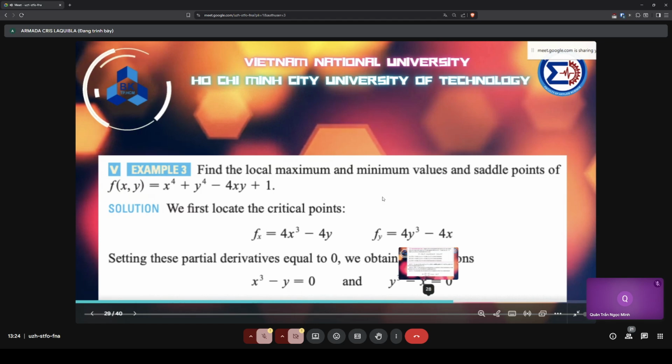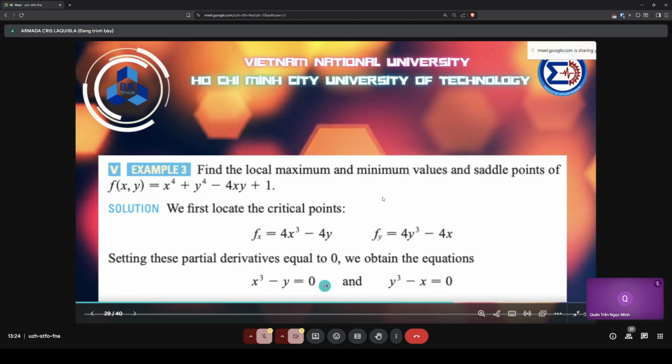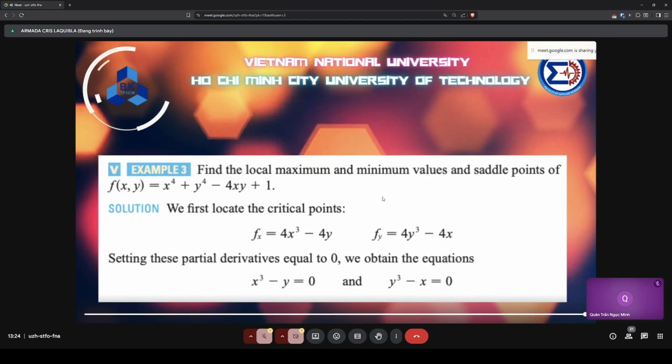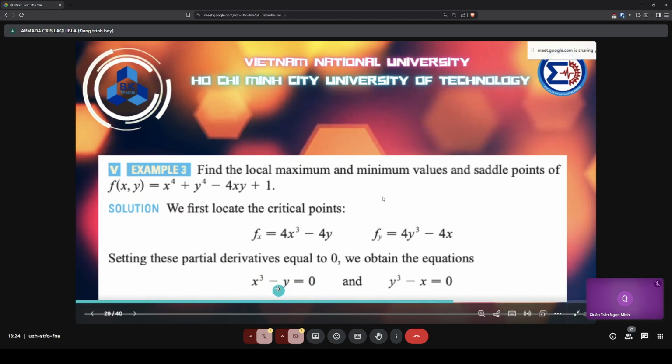Now for the first equation, if you transfer the y to the other side, that is x cubed is equal to y, or y is equal to x cubed, correct? Y is equal to x cubed. Now substitute your y here. Y is equal to x cubed, then y here becomes x cubed. So x cubed cubed, that is x to the 9 minus x is equal to 0. Okay, remember that one? X to the 9 minus x is equal to 0.